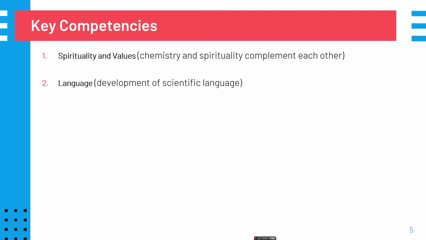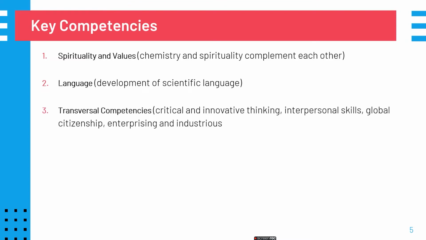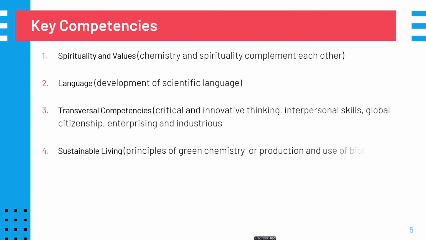The second key competency is language development. There are many scientific terms in chemistry which help students improve their scientific vocabulary. The other one is the transversal competencies, which are critical and innovative thinking, interpersonal skills, global citizenship, enterprising, and industrious. These can be developed through project-based learning, problem-based learning, and design thinking skills. Next is sustainable living. Sustainable living can be promoted through green chemistry. So we have a chapter on green chemistry.